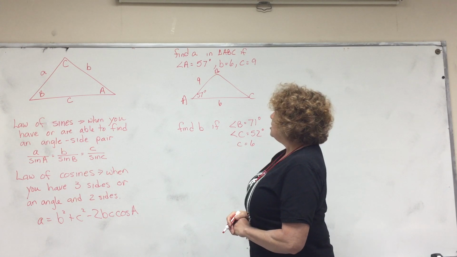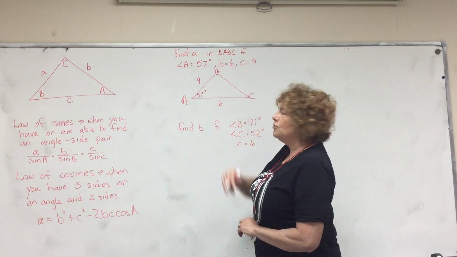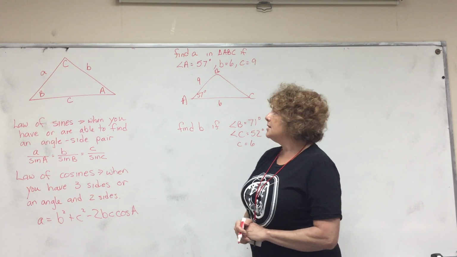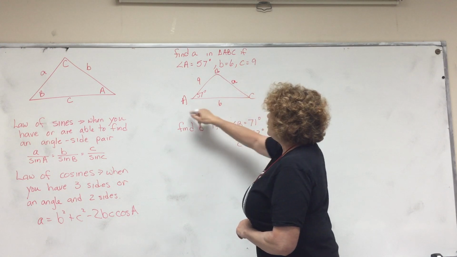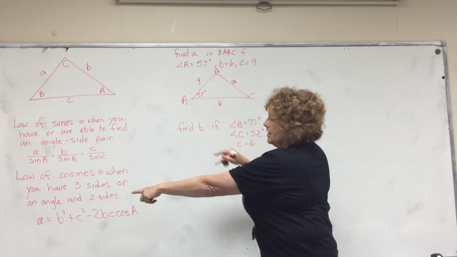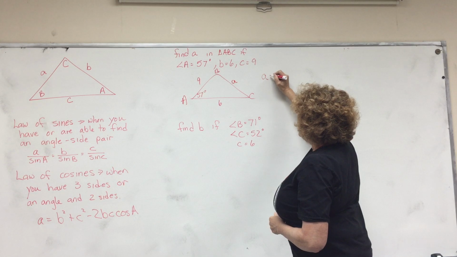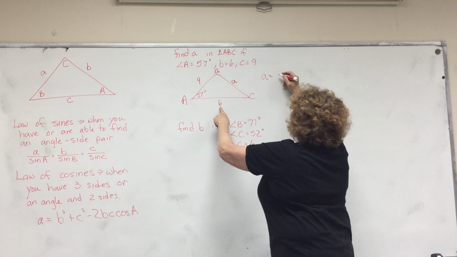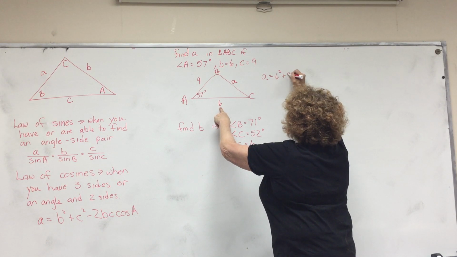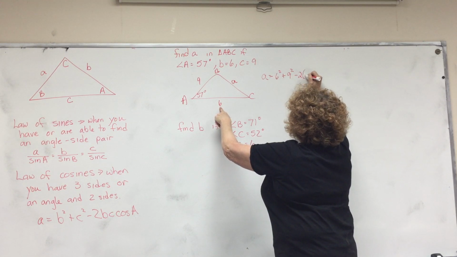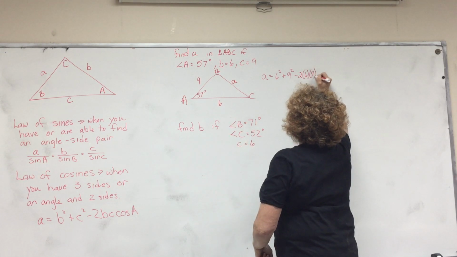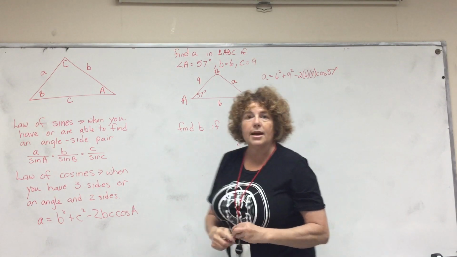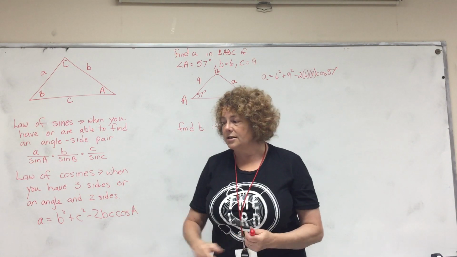And so if you look, I don't have the side across from the angle, so I can't use the law of sines. But I can use the law of cosines. So if I'm looking for A, which is the side across from angle A, I can just use this formula. A equals, pick either of these 2 sides to be, well, let's use B, 6 squared plus 9 squared minus 2 times 6 times 9 times the cosine of 57 degrees. And then if you do that carefully on your calculator, you just get your answer.